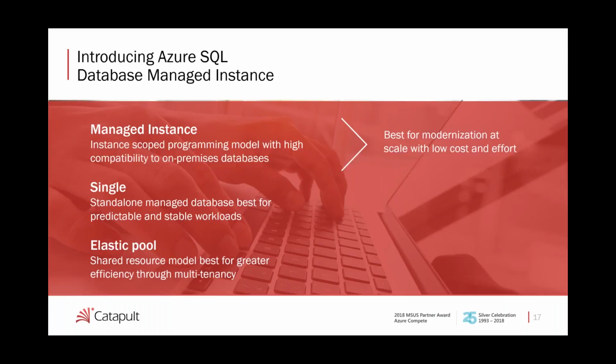The other two options, single and elastic pool, are meant for different purposes. Single is whenever, let's say, you're completely building a new application. So you're not migrating from on-premises, you're building a brand new application. Then you'd want to just choose a single standalone managed database instance, because that gives you the additional tunes and knobs that you can use for that.